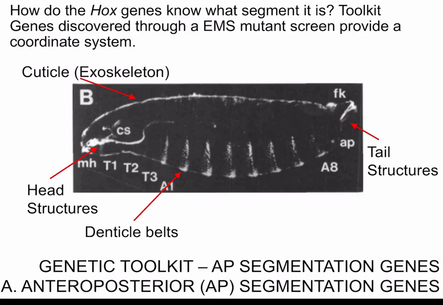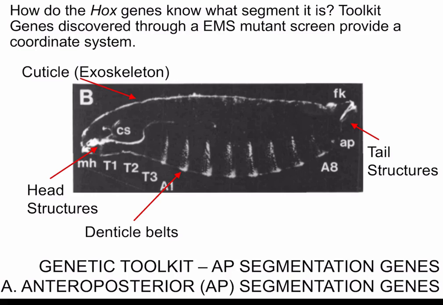We have seen that Hox genes are part of the genetic toolkit for development in Drosophila. What Hox genes do is they determine the identity of segments. When you mutate the Hox genes, that leads to homeotic transformations. That is, one segment gets transformed to the identity of a different segment.